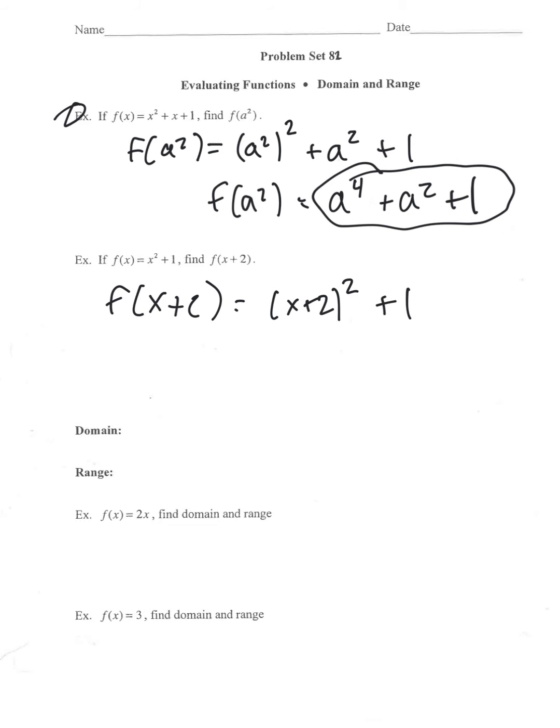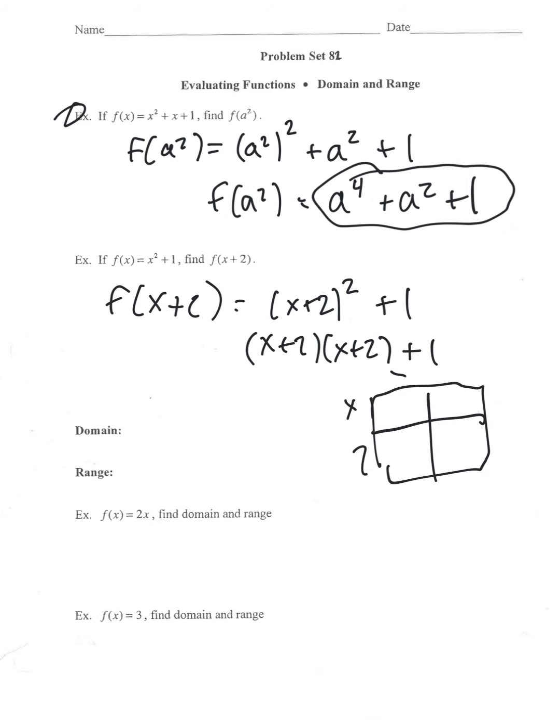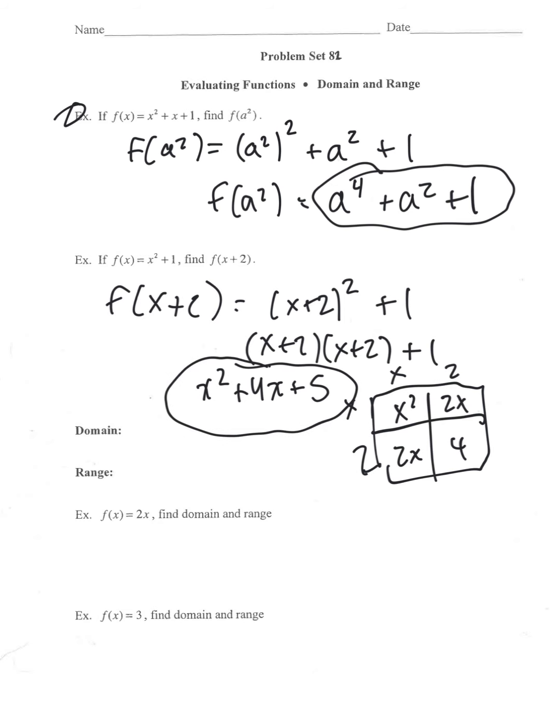Now we are going to simplify this or expand it. Remember that x plus 2 squared is the same as x plus 2 times x plus 2. Don't forget the plus 1. We can use our little square thing that people like to use here with the x and the 2, or you can use the FOIL method, whichever makes more sense to you. So we end up with x squared plus 4x plus 4 plus 1, which would get us 5. And so f of x plus 2 is x squared plus 4x plus 5.